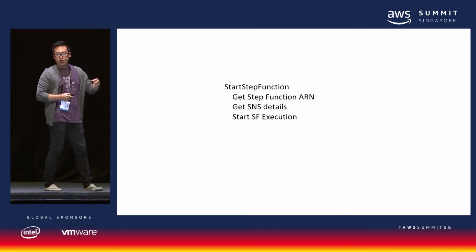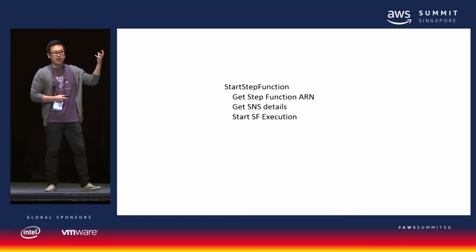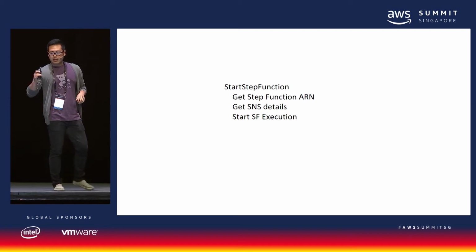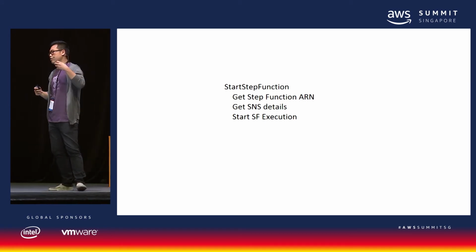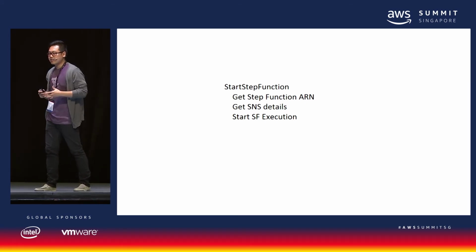This is the pseudocode. What it's going to do, it's going to get the step function ARN. It's going to take the SNS details from the notification that actually triggered it, and then it's going to start that step function execution.